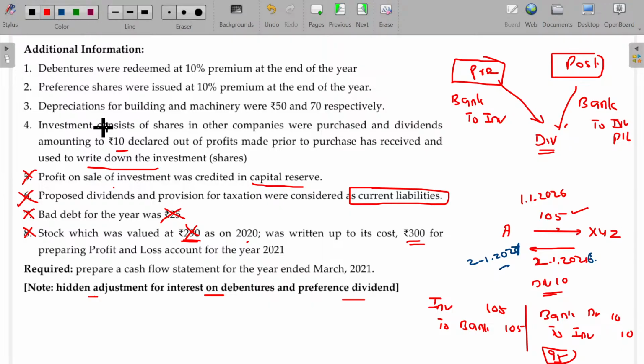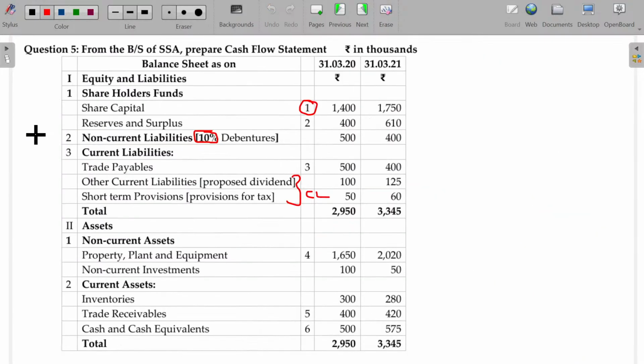Clear? So investment consists of shares in another company where purchase and dividend amounting to 10 declared out of profits made prior to the purchase should be written down from the investment value. Okay, investment. Here, pre-acquisition dividend. How much? 10 rupees.